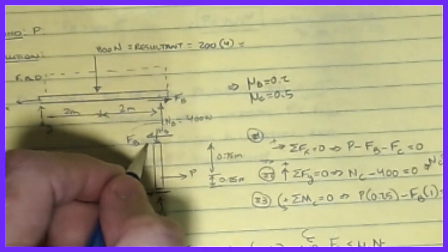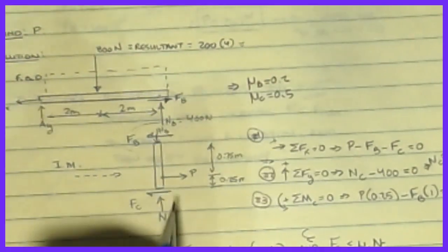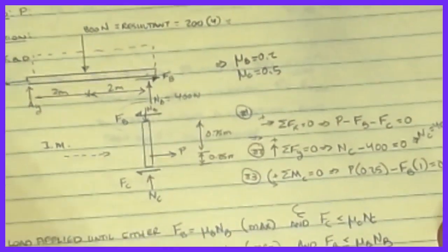Okay. And so if I do that, then I'm going to have P to the right positive, minus FB, minus FC, all equal to 0. So that's one equation. We're going to call that equation 1.